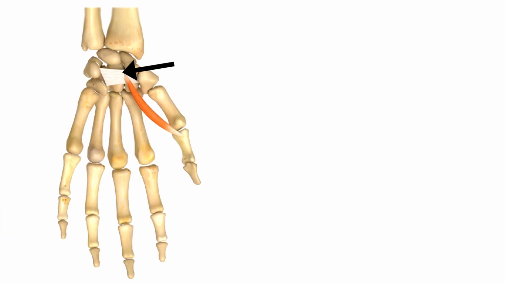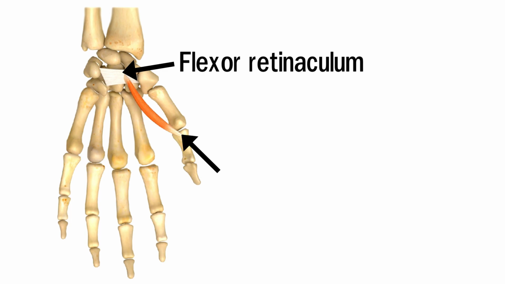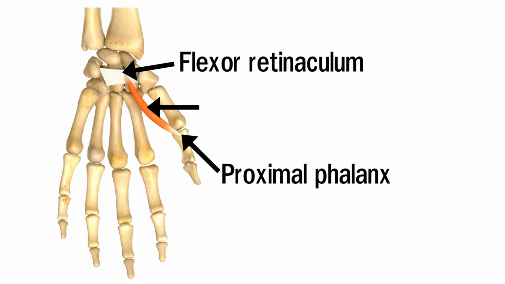Let's have a look. This is the point of origin. And this is the base of the proximal phalanx of the thumb, the point of insertion. So this muscle is flexor pollicis brevis.